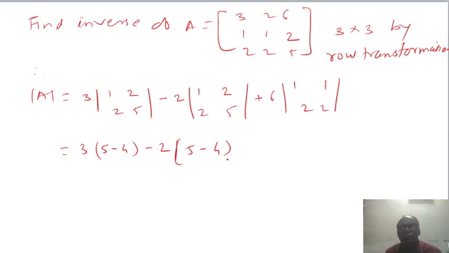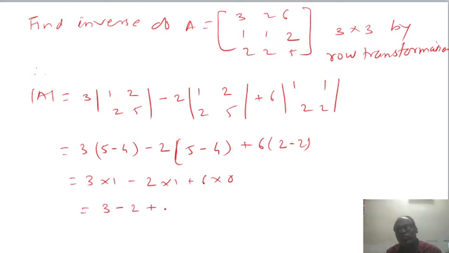Then plus 6 into (2 1s are 2, 2 1s are 2). Is it clear? This is 3 into (5 minus 4), which is 1, minus 2 into (5 minus 4), which is 1, then plus 6 into (2 minus 2), which is 0. Therefore 3 minus 2 is 1, and 1 is not equal to 0, therefore it is non-singular, and then A inverse exists.